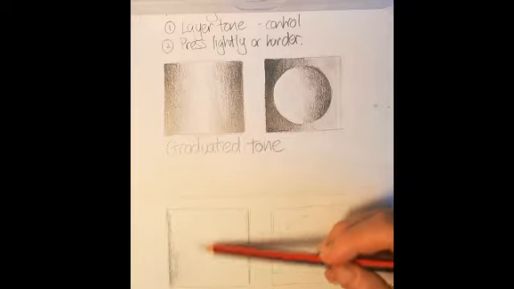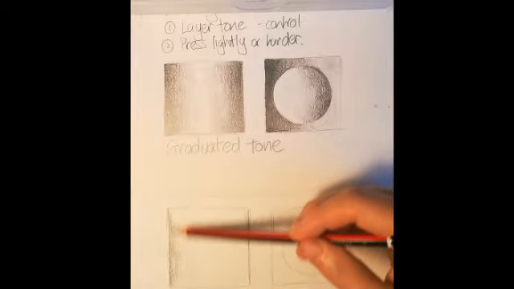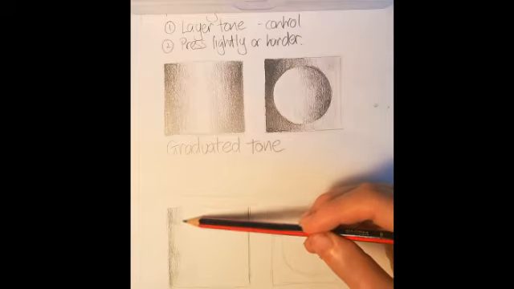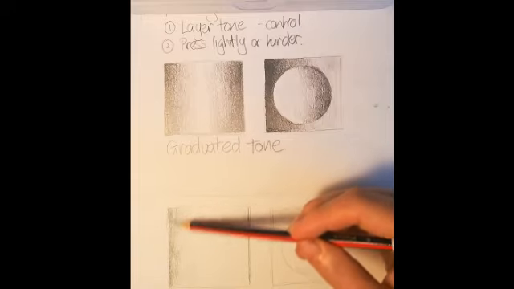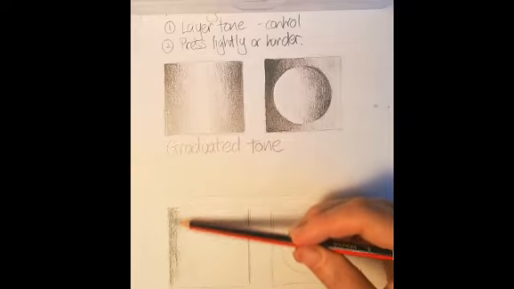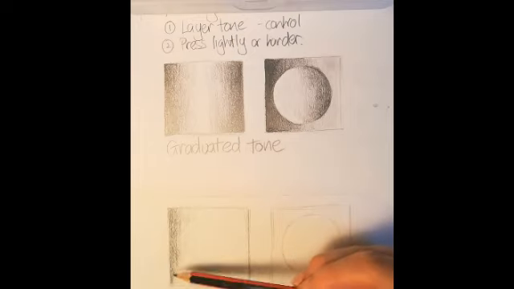So remember, in the middle it will be completely blank, and then you're actually going to be including all the tones that you did on your tonal scale, but this time with fading. So clearly towards the edge here I need to layer the tone a lot more.